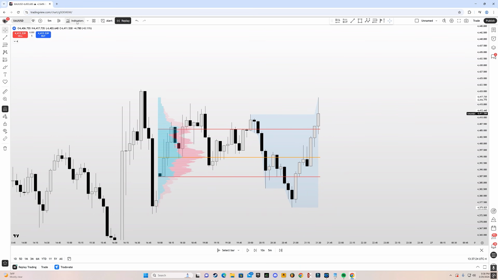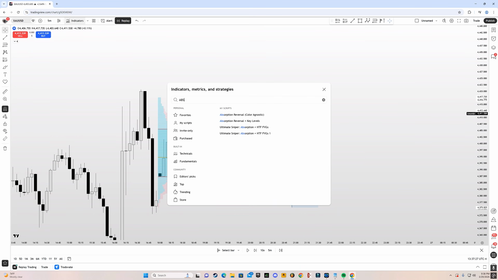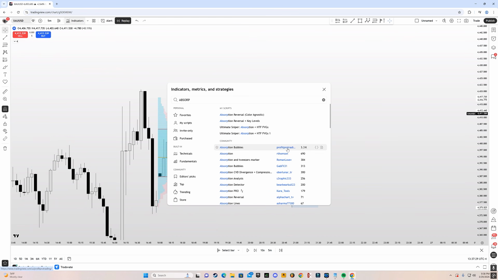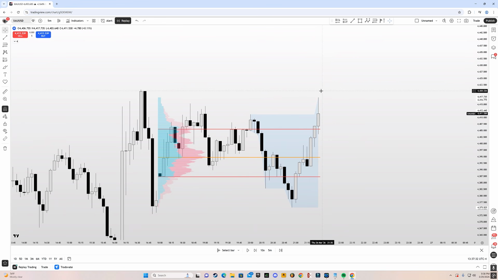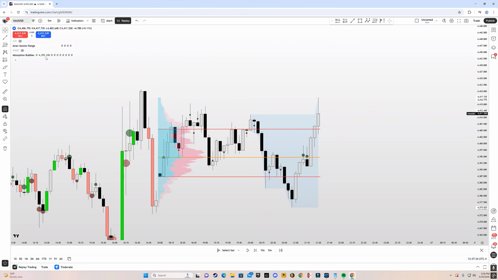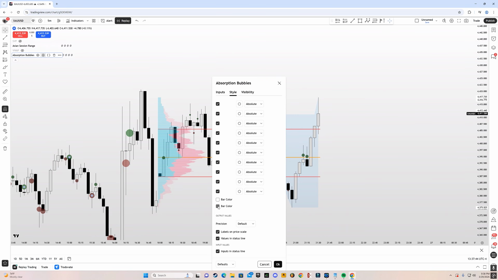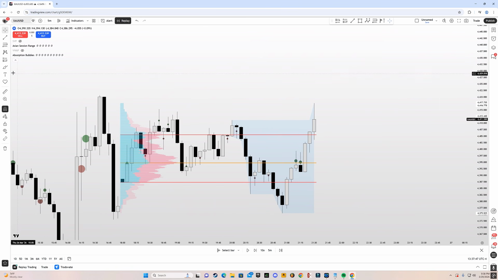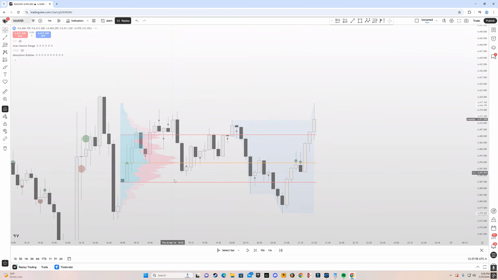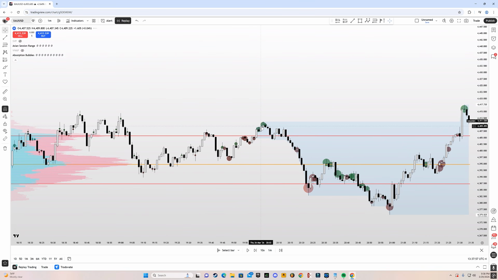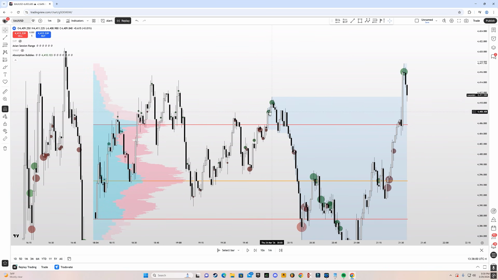So you want to go here to indicators and type in absorption bubbles by Profit Pro Trading. Use this indicator, and once you have used this indicator, this is what it's going to look like. Then you go here to the settings and make sure these are your settings. And also you can disable the bar color over here. Now, when we closed on the 5 minute time frame here, I would drop down to the 1 minute time frame. This is where we closed.